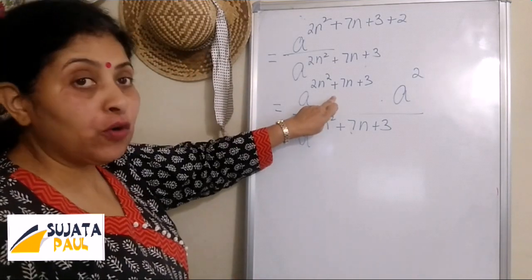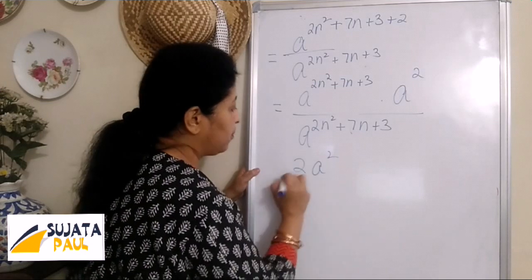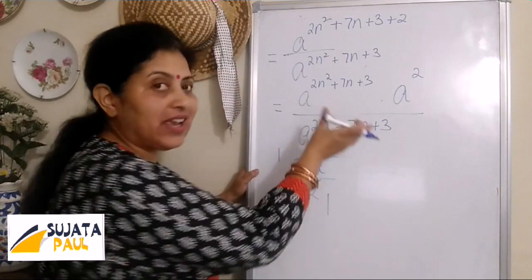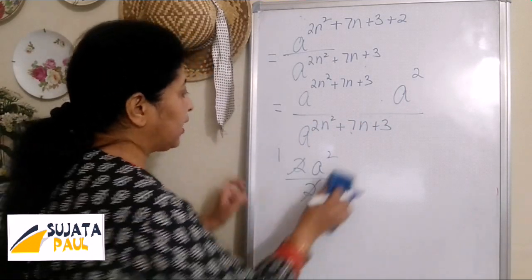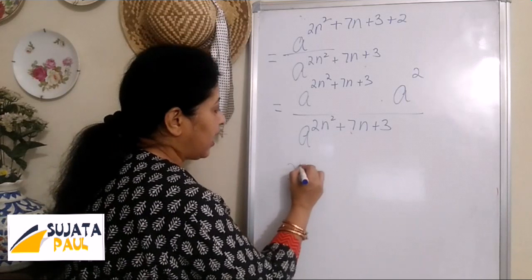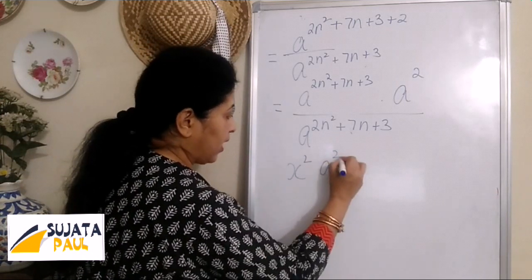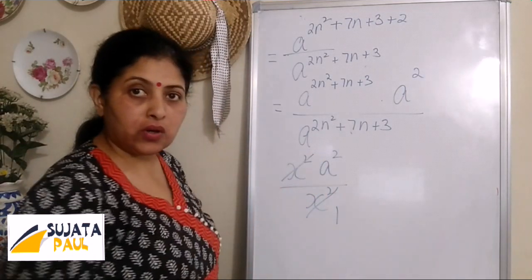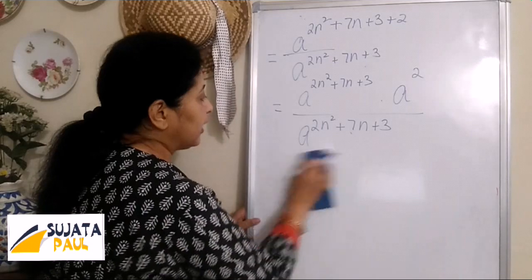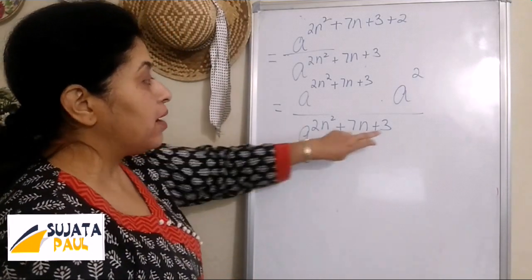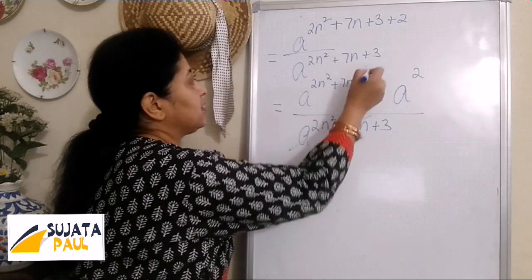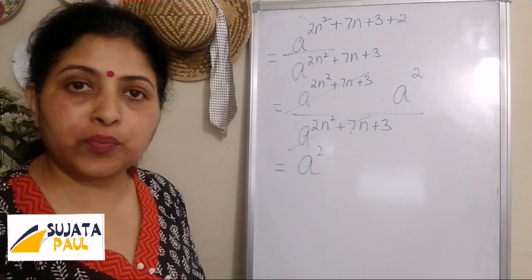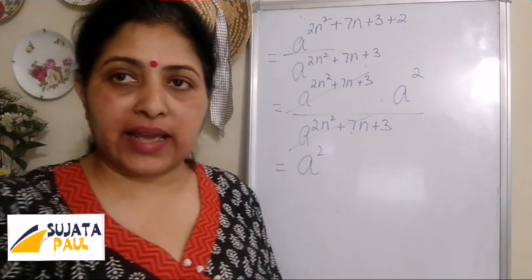Alright, so if you have, for example, 2a square upon 2, this is actually a raised to the power of 2. It could be, this means I could also write this as x square a square upon x square. What will happen here? I will cancel these two, right? So if I have this same thing over here, base is the same, power is the same, I can cancel this over here and my answer will become a square. I hope this one is clear. I'm going on to the next one.